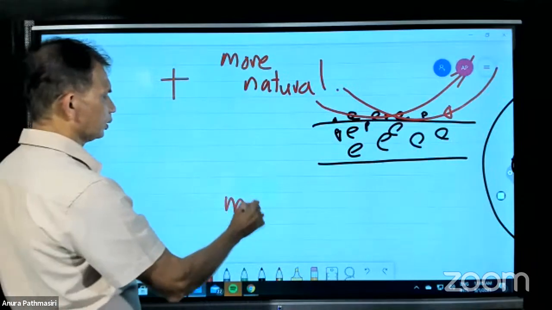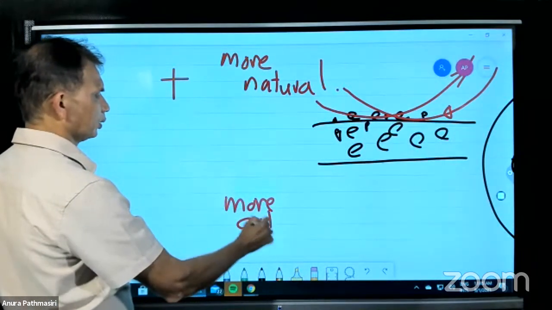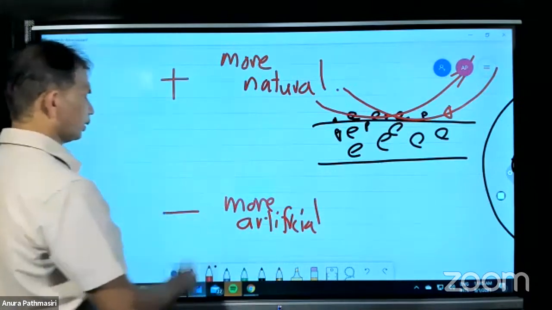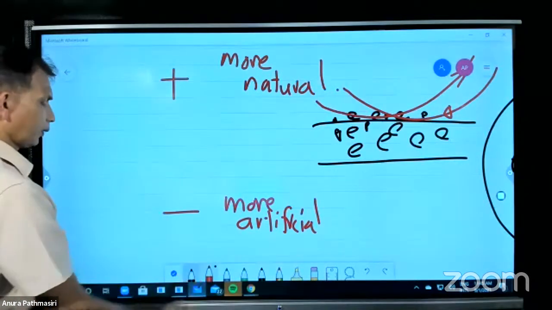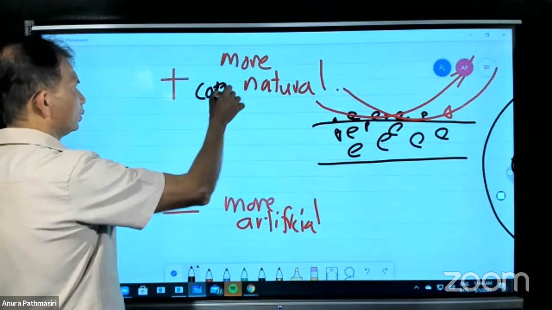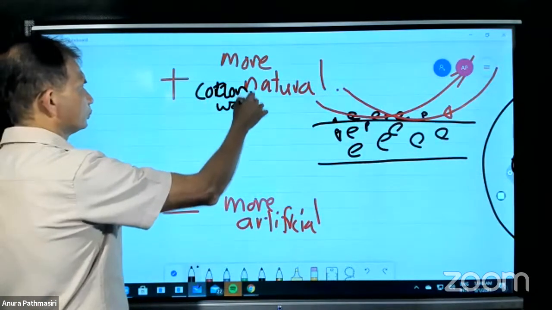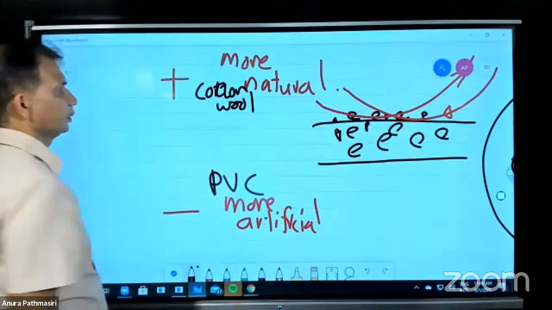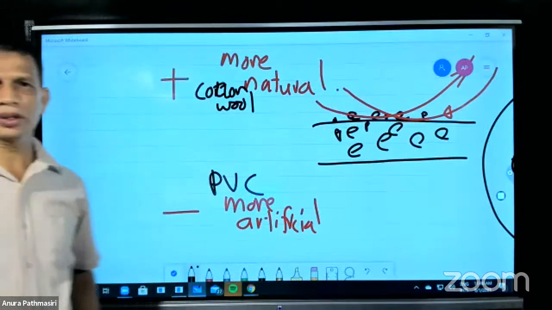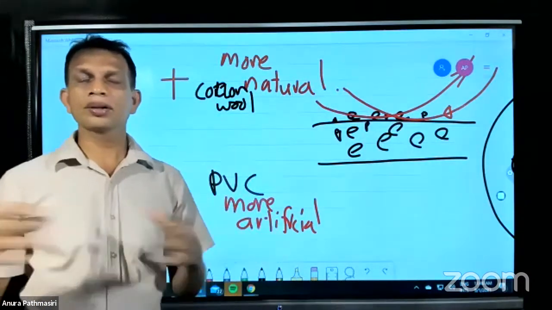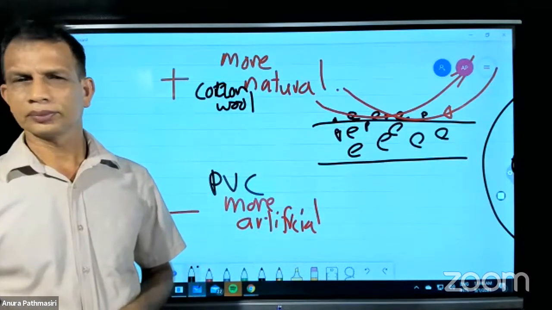More artificial things would get negatively charged. For example, you have cotton wool, and you rub it with a PVC pipe. The cotton wool is more positive, so more natural, and it loses electrons.